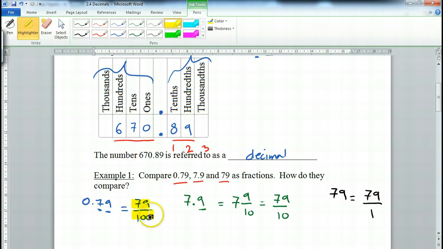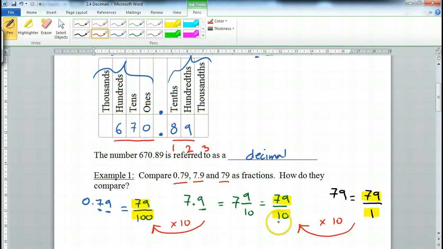I have 79 over 100, 79 over 10, and then 79 over 1. So this one over here, 79 over 1, is the biggest number, and as a matter of fact, it's 10 times bigger than this one. So I can write it as 10 times. It's 10 times bigger than the second one, and the second one is 10 times bigger than the first one.